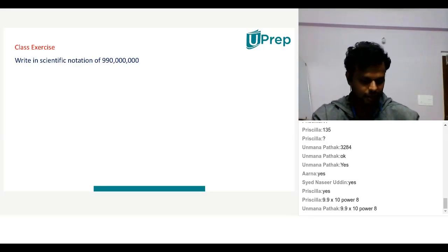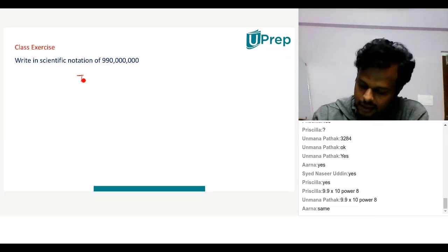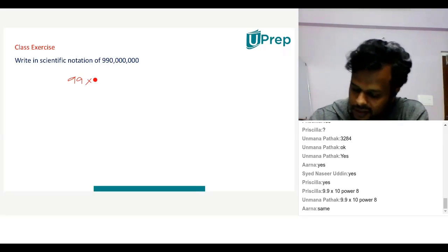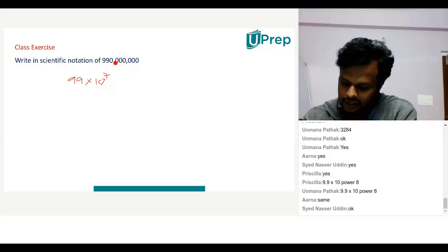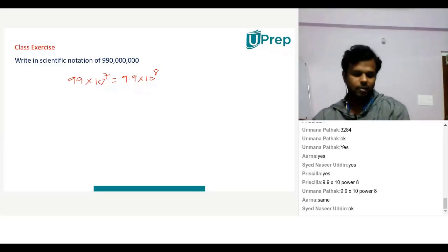Priscilla, Unmana, Arna, Syed. So, children, I can write this as 99 into. Now, children, how many zeros are there? 7 zeros are there. So, write 10 power 7. So, I have 99 here and I have 7 zeros. So, I'll write it as 99 into 10 power 7. Now, since I need only 1 digit before the decimal, I will write this as 9.9 into 10 power 8.